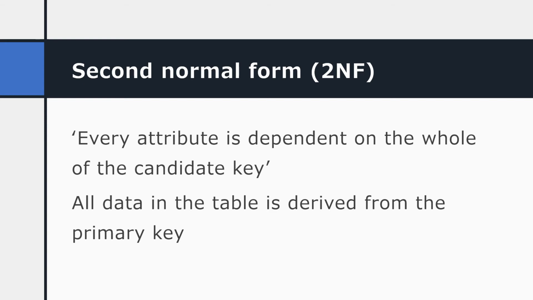In second normal form, we are checking that every attribute is dependent on the whole of the candidate key. Basically, that means that all the attributes in the table are derived from a single entity which is uniquely identified by the primary key. So we're not mixing up attributes of different entities in the same table.